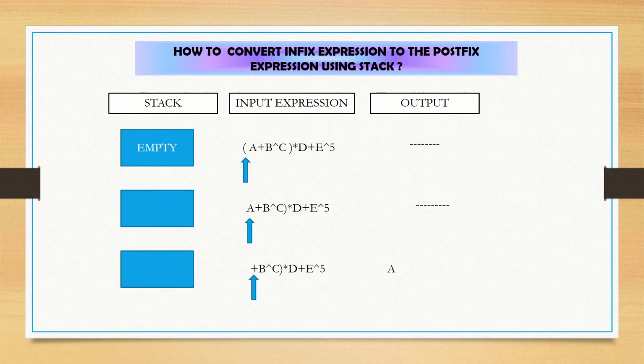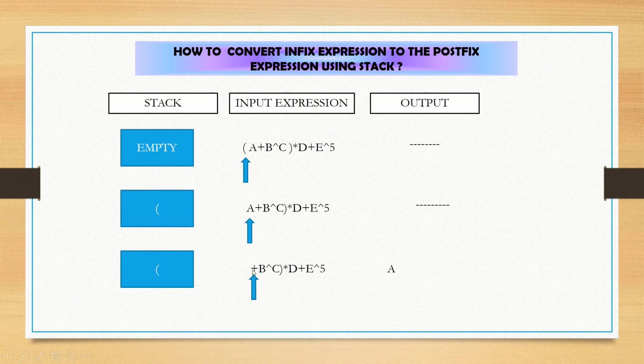Let's take an example. Consider this expression: (a plus b power c) star (d plus e power 5). We check the infix expression from the left side. We consider this bracket. The bracket is treated like an operator, so we push the bracket to the stack and check the next token. A is an operand, so we append the operand to the output string and the stack will remain the same.